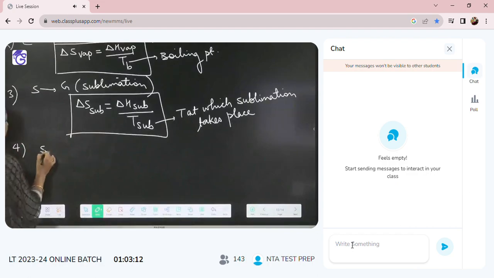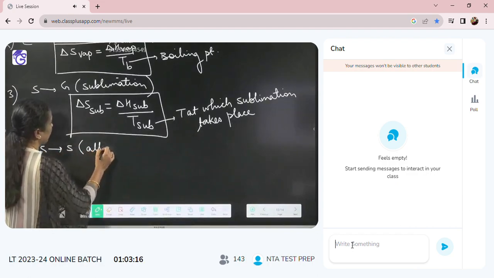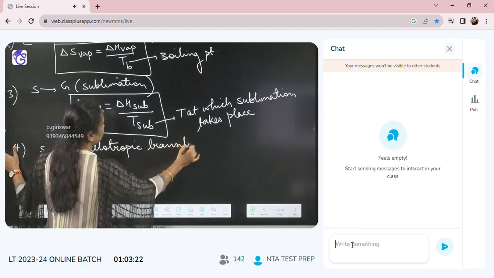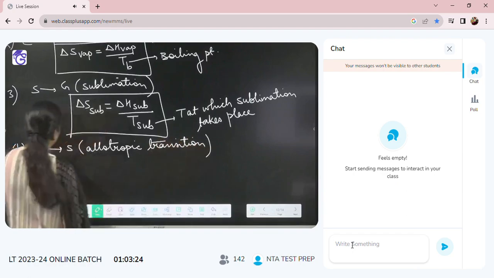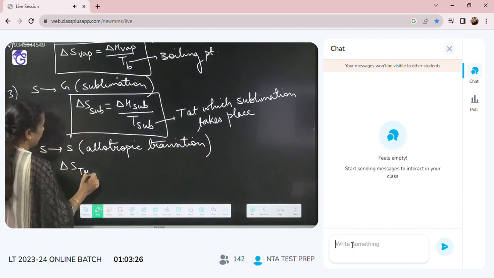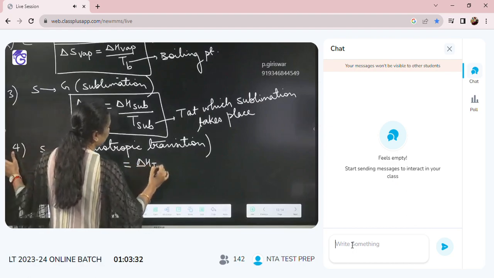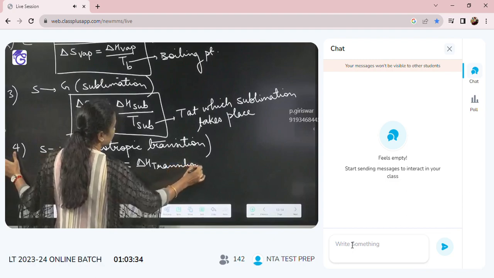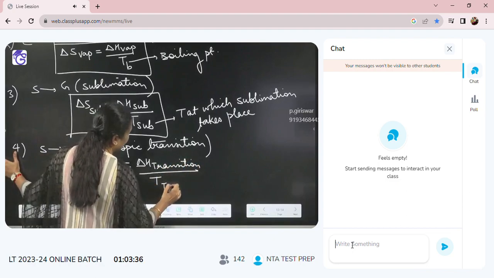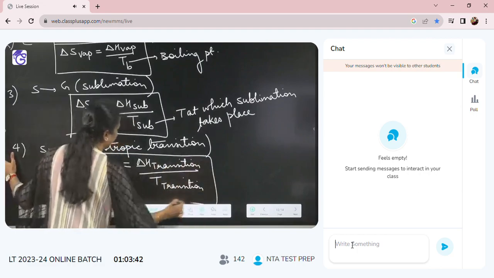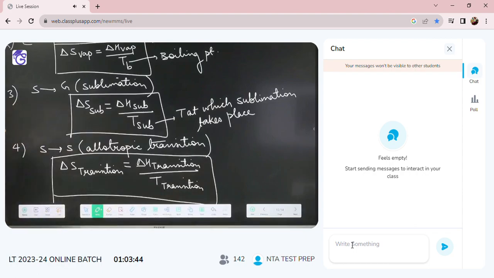And the last one here, solid to solid, which I am talking about, is allotropic transition. So here we write delta S for that transition equals delta H for the transition upon the temperature at which this transition is happening. Like diamond to graphite, that will happen at a particular temperature, and there will be some enthalpy change associated with that transition. So we are going to write that. First finish writing this, then we'll see one or two questions based on this.